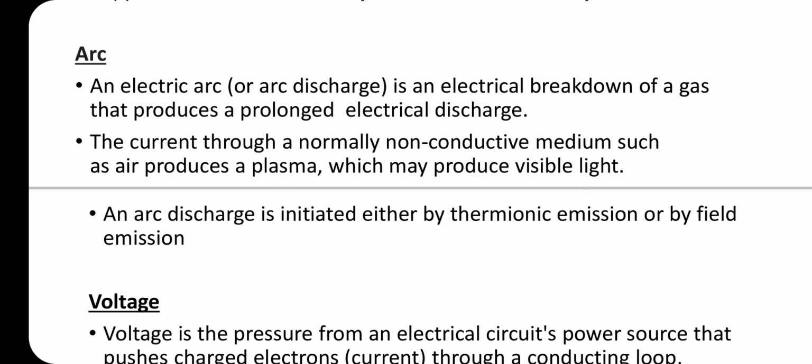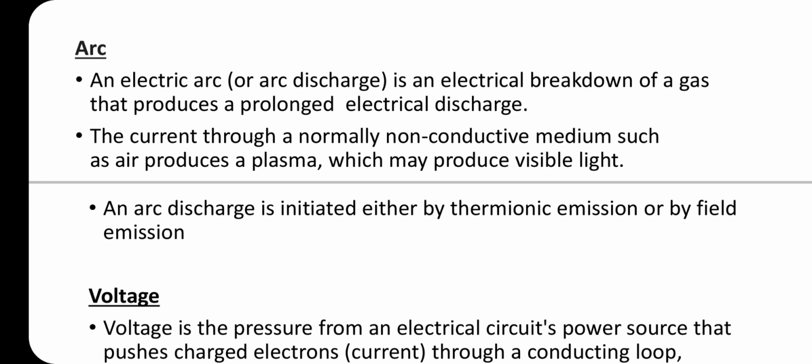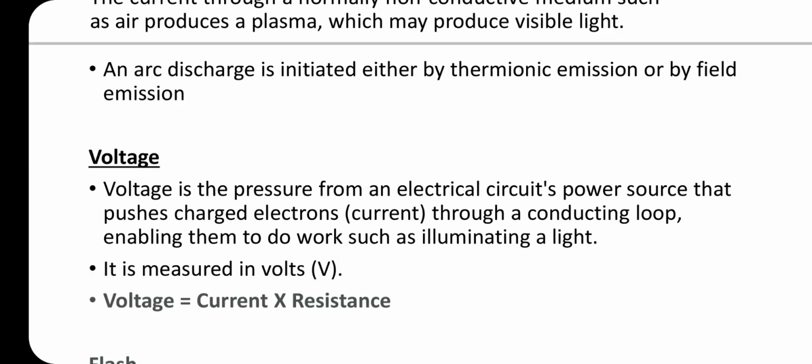Arc. An electric arc or arc discharge is an electric breakdown of a gas that produces a prolonged electrical discharge. The current through a normally non-conductive medium such as air produces a plasma, which may produce visible light. An arc discharge is initiated either by thermionic emission or by field emission.